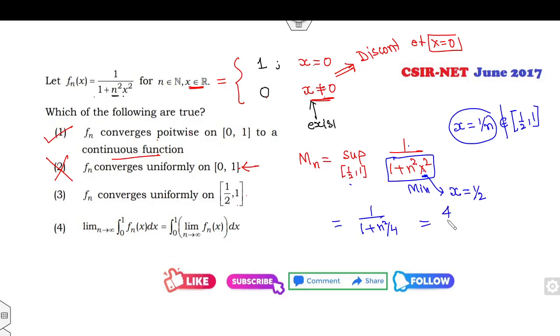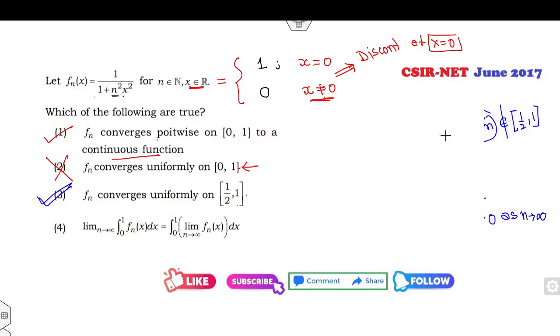That means 4 over 4 plus n square. Clearly, it goes to 0 as n approaches infinity. Yes, this is my uniform convergence. Fine. Now, look at the last option.